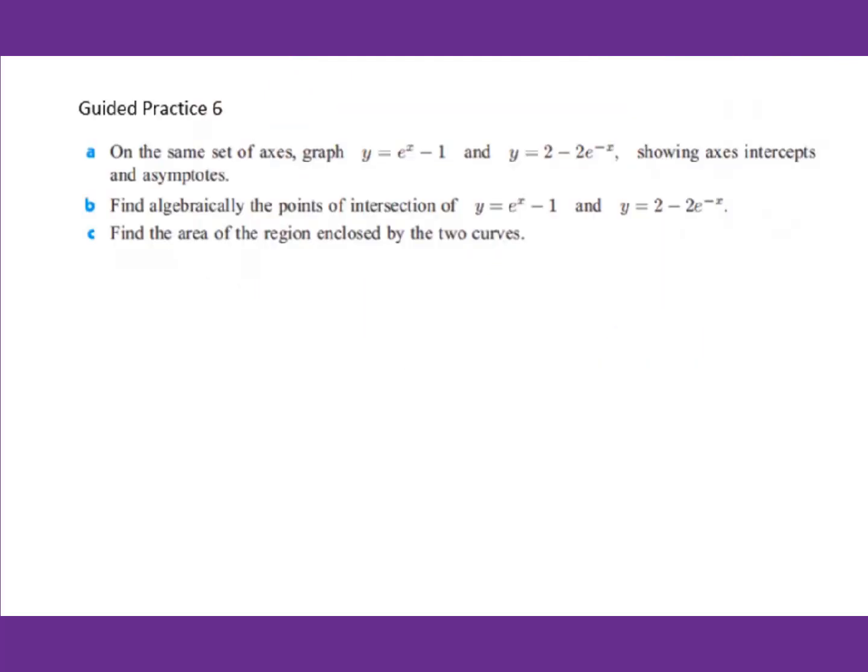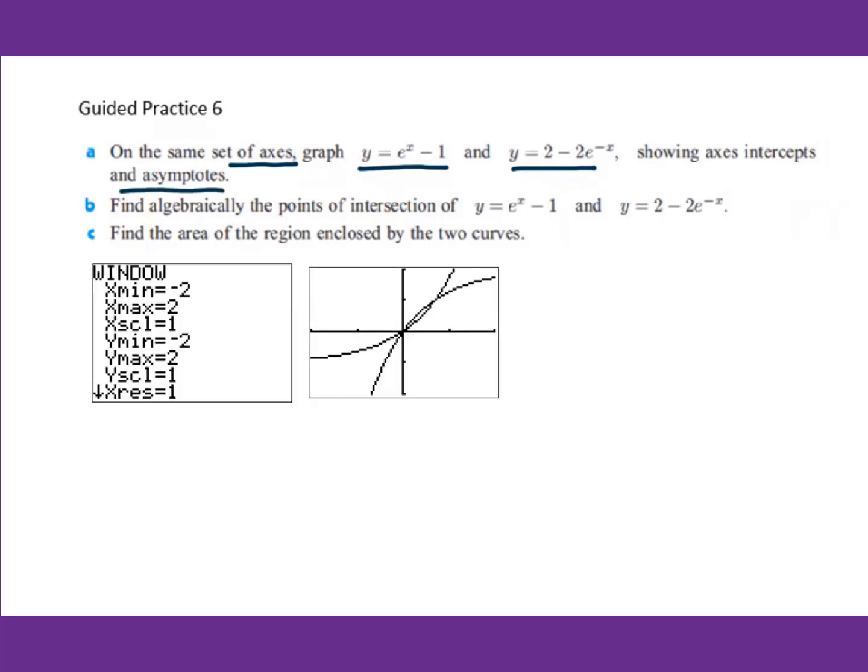For guided practice 6, on the same set of axes, graph these two functions, showing axis intercepts and asymptotes. If you set up the window like this, you will get this graph. This will be y equals e to the x power minus 1. This graph will be y equals 2 minus 2e to the negative x power.